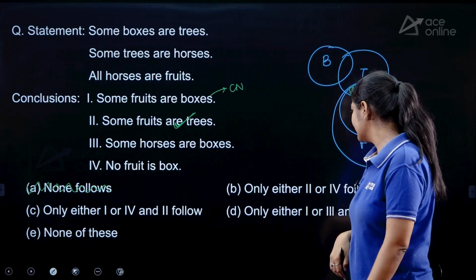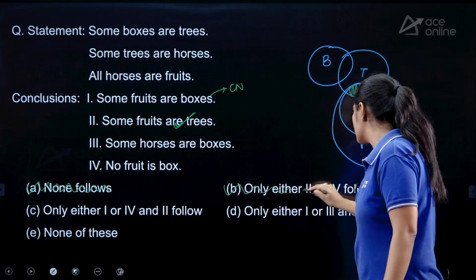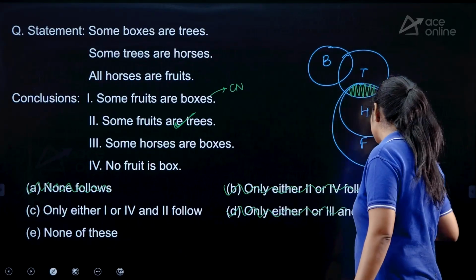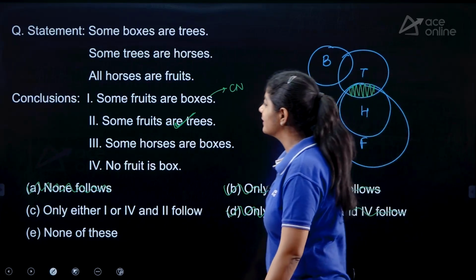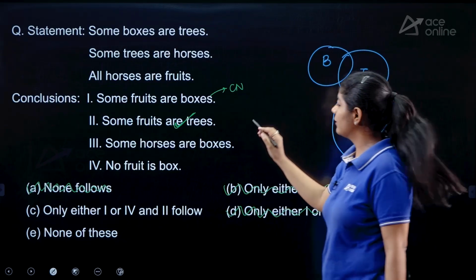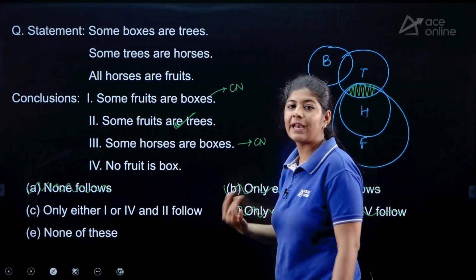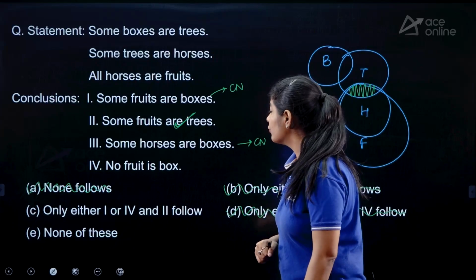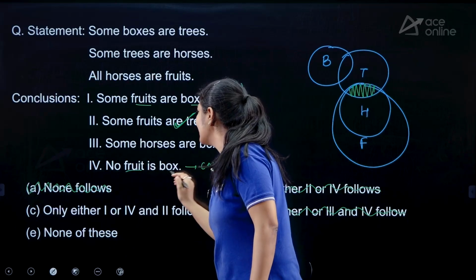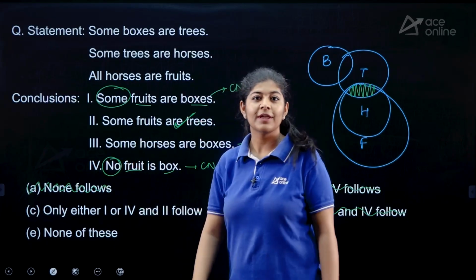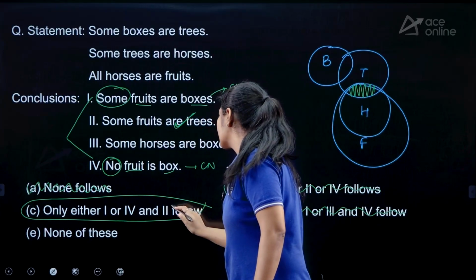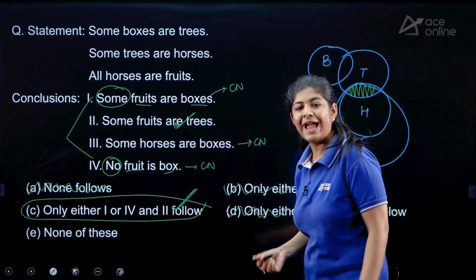Apart from that, this option is also eliminated as it says either, and this one is also eliminated as second is not included in this one. Third, some horses are boxes. Can we say that? No, again can't. Why? Because there is no direct or indirect relation. Fourth, no fruit is box. Again can't say. But if you see here, we are having the same entities and a pair of some and no. That means we can put either or over here. So option number C is the correct one. Either first or fourth and second follows.